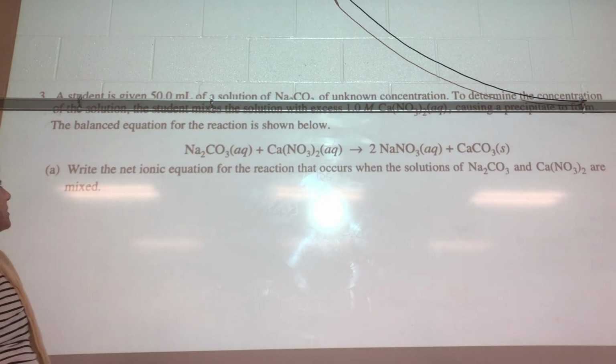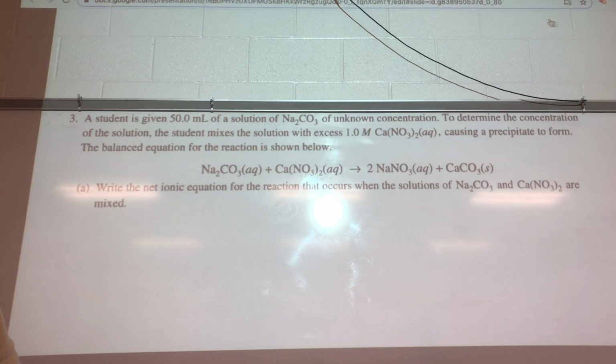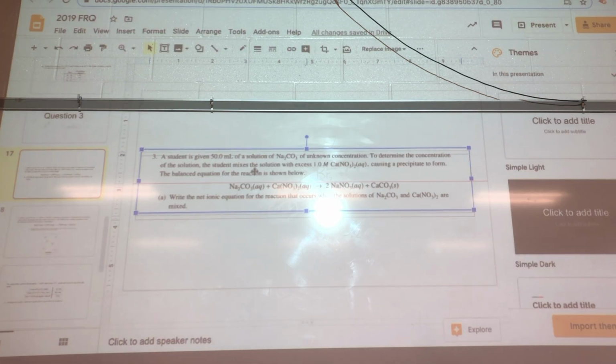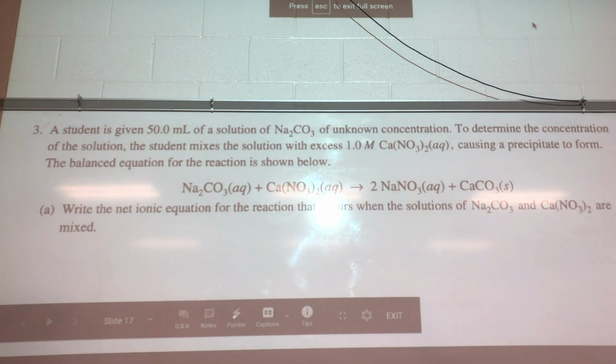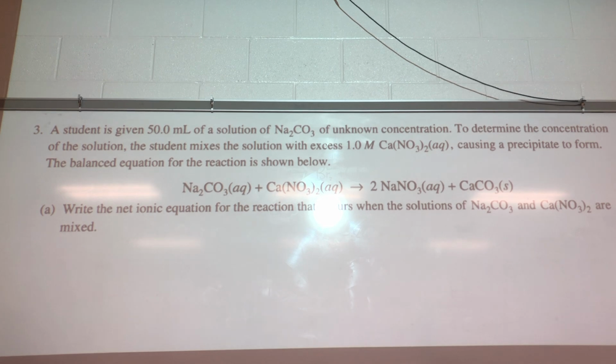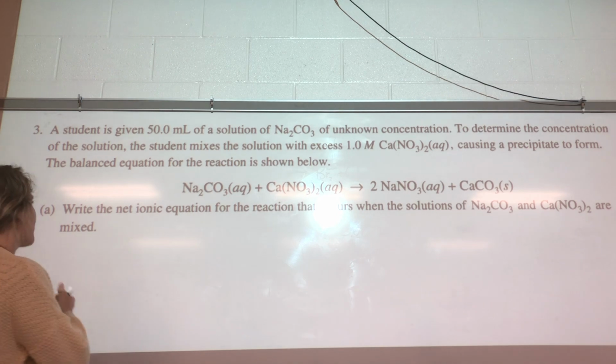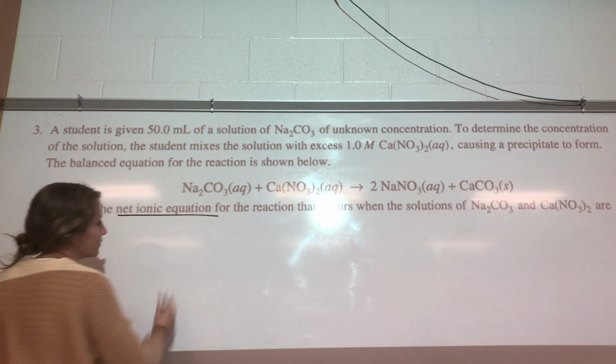Question 3 gives us this information. It says a student is given 50 milliliters of solution of an unknown concentration. To determine the concentration, the student mixes it with an excess 1 molar solution, causing a precipitate to form. The balanced equation for the reaction is shown below. Part A says, write the net ionic equation for the reaction.